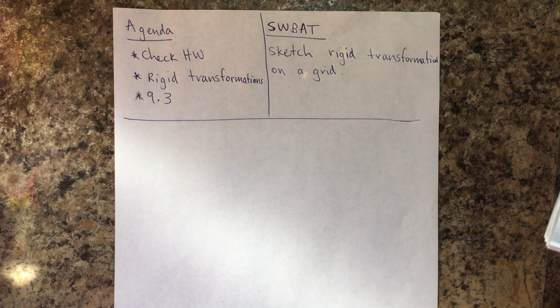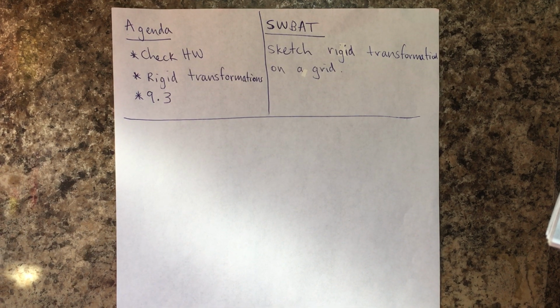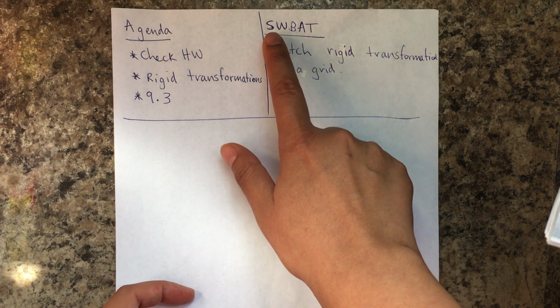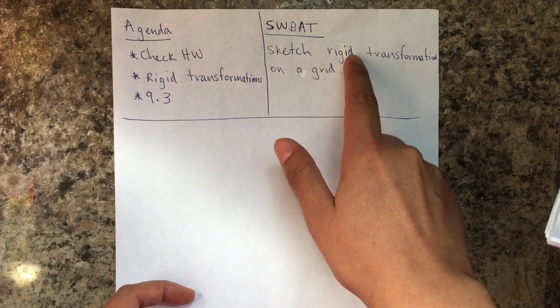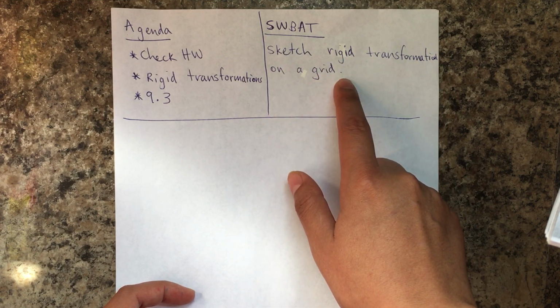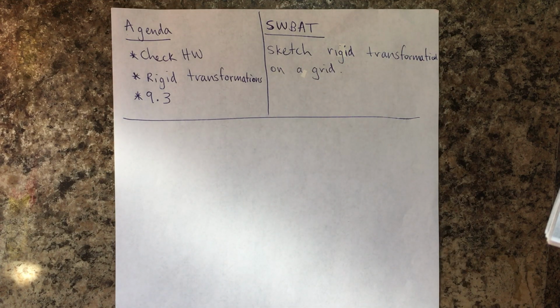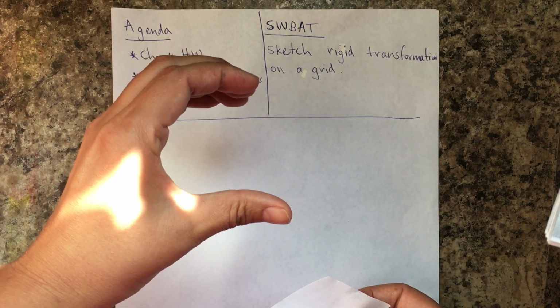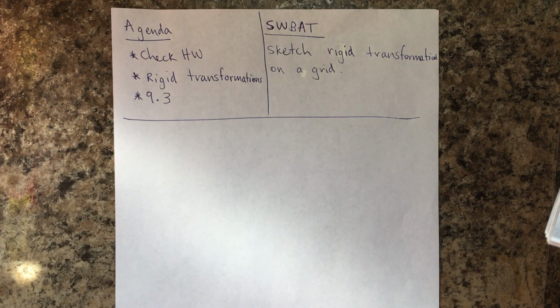I think I'm going to divide this video into two sections. For the first video you will see translations and reflection, and the second video will be on rotation. So what does that mean? Well, today students will be able to sketch rigid transformations on a grid, and what that means is that we're going to be manipulating some points on a graph, and so rigid means it's a still figure, it won't change.